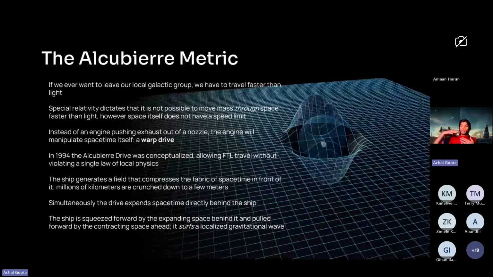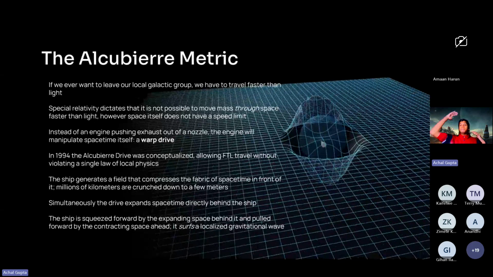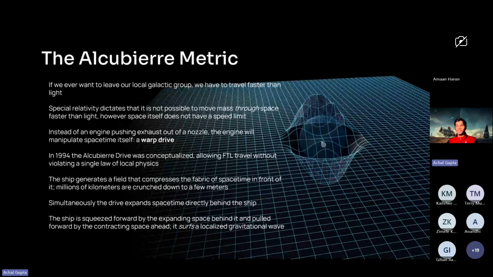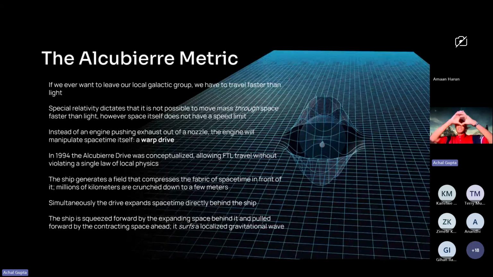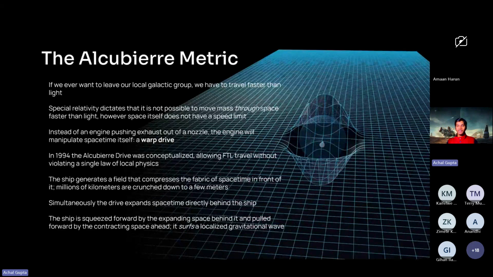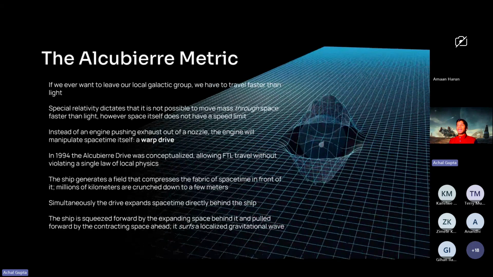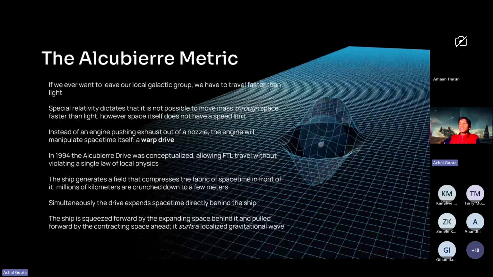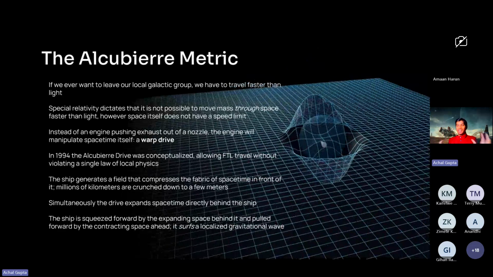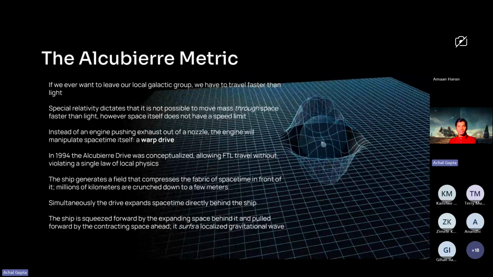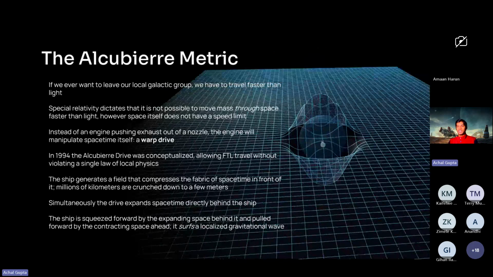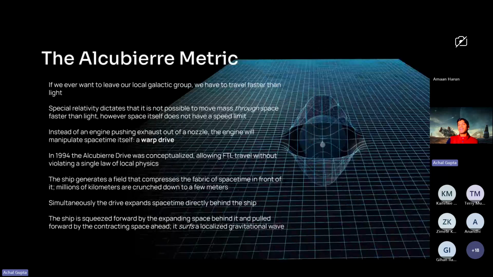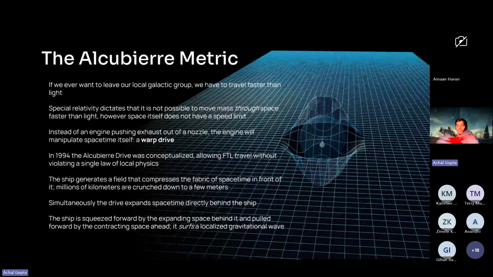Then outside this bubble, just in front of it, we're going to crunch millions of kilometers of space-time all the way down to a few meters, right? And behind us, we're going to do the same, except we're going to expand it. This essentially is how we create this gravitational wave to surf, and that pushes us forward. And the reason we can use this method to travel faster than light is because inside our bubble, we are perfectly stationary, so we're not breaking the speed limit, and space-time itself is pushing us. So relative to space-time, we're not traveling faster than light, but space-time itself is traveling faster than light, which is okay.